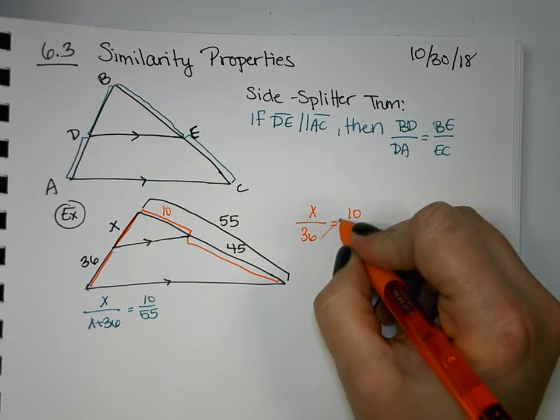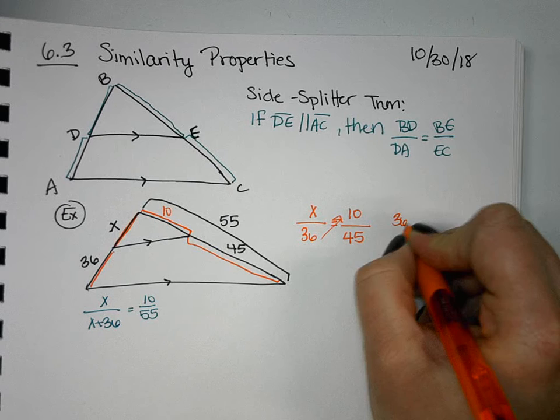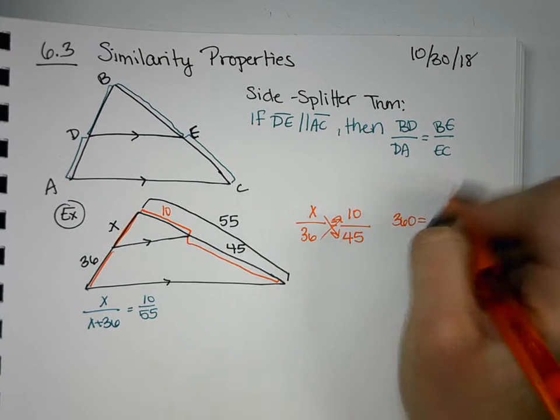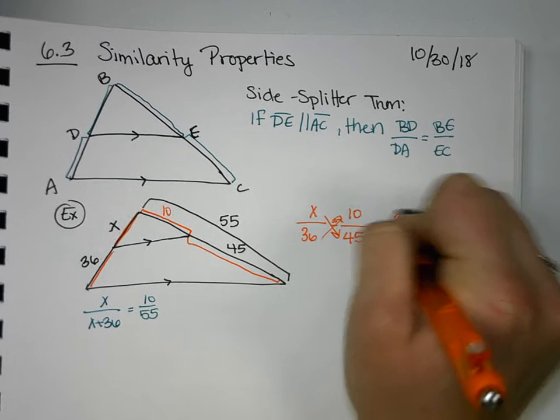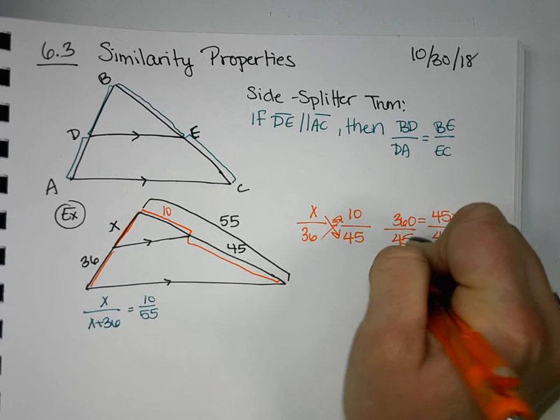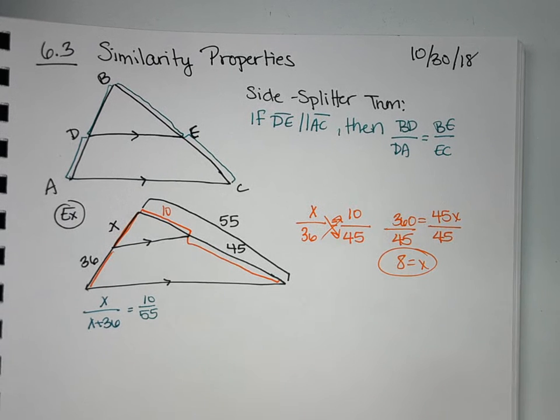Okay, so let's go ahead and cross multiply. We get 360 equals 45x. Divide both sides by 45. And you get x equals 8. So that's how we use the side splitter theorem.